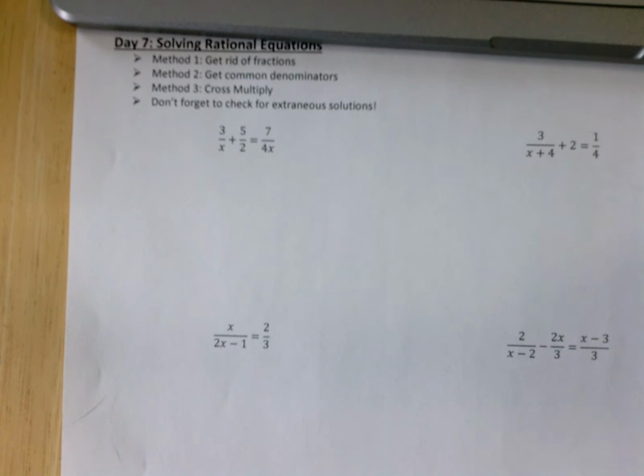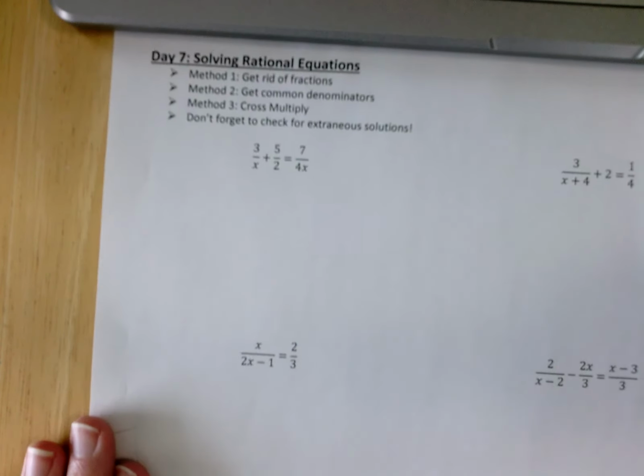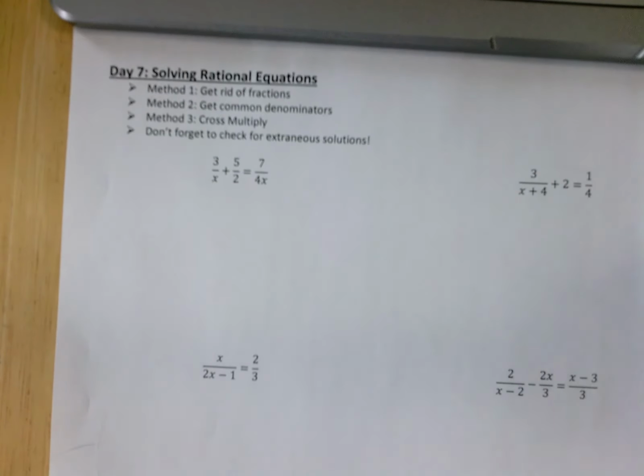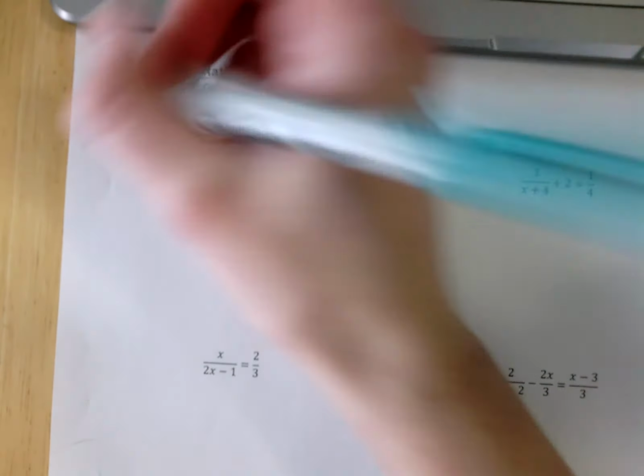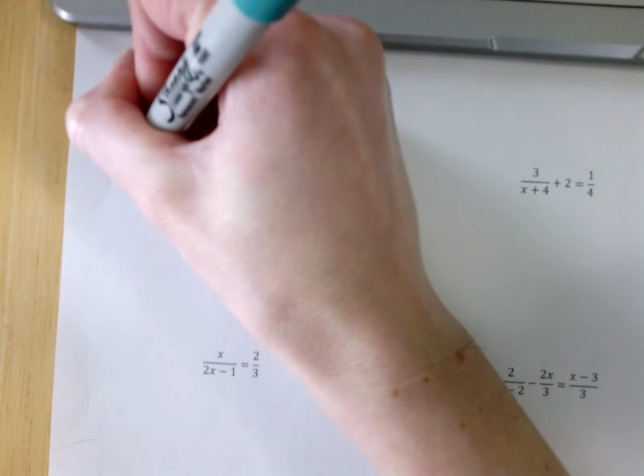Okay, so let's take a look at these. We're going to go through one example of each method so you can see it done out. And then from there, I'm probably just going to stick with my own method. So let's start with method one. Method one, get rid of the fractions.